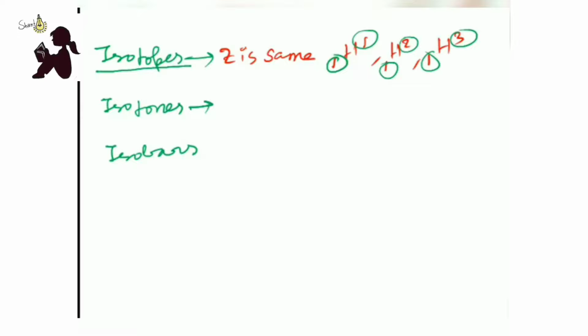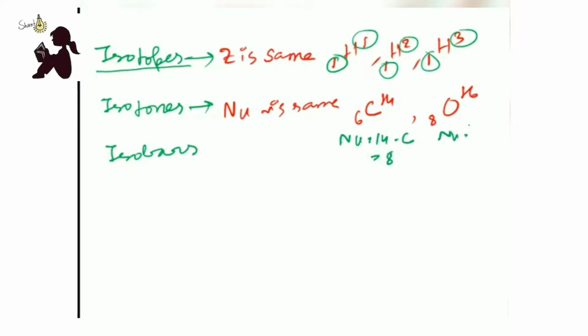Now what is isotone? In isotone, we have the neutron number same. Like 6C14, 8O16. So if we deduct the neutron number here, that will be 14 minus 6, 8. And here also 16 minus 8, 8. So we can see that neutron number is same. So it is called isotones.